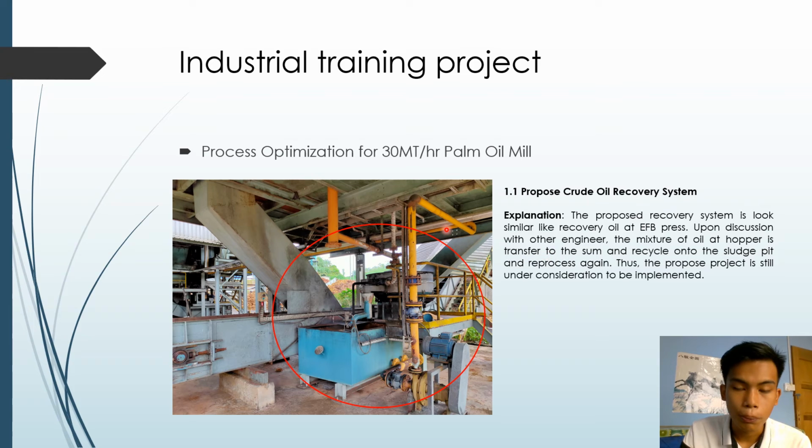Next, the proposed system also looks similar to the oil recovery at AFB press. Upon discussion with other engineers, the mixture of oil at hopper is to be transferred to the sump, recycled onto the sludge pit and reprocessed again. Thus, the proposed project is still under consideration to be implemented.